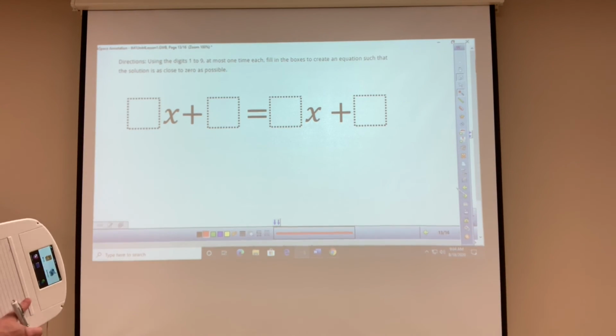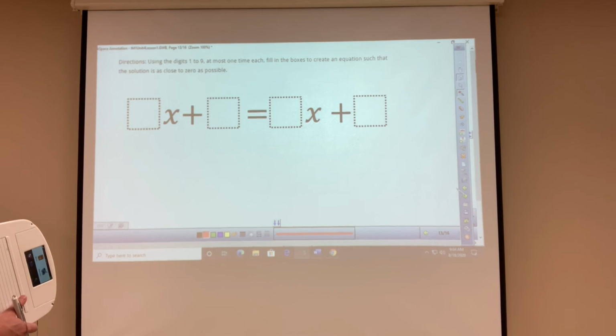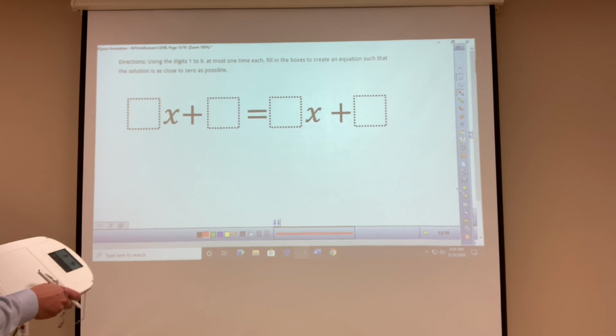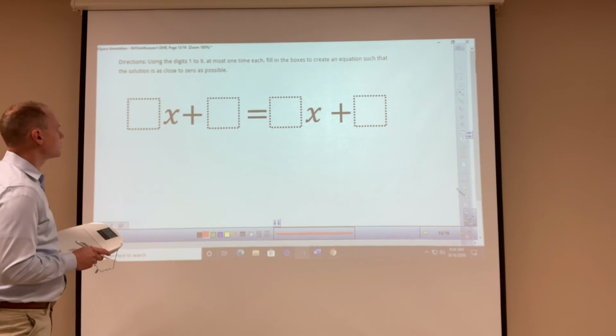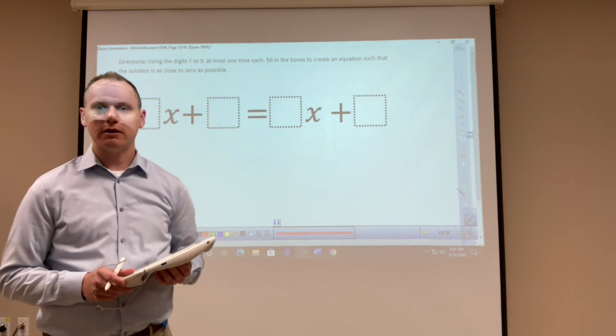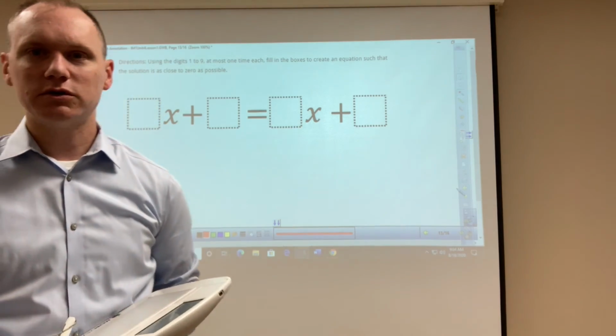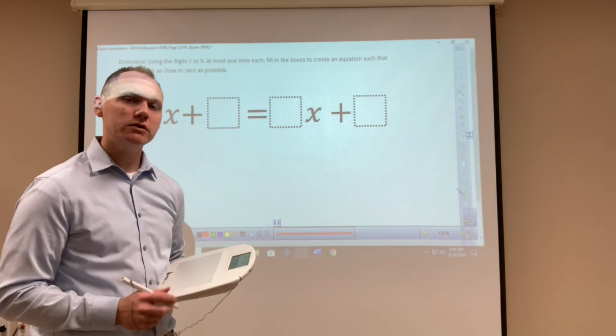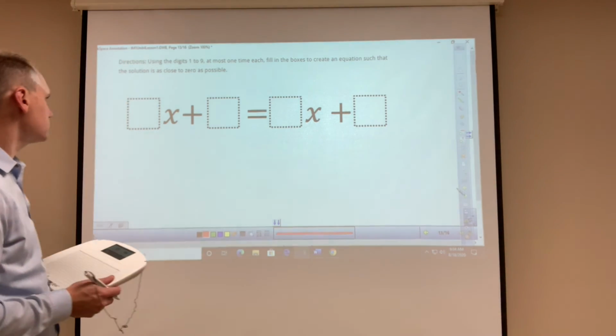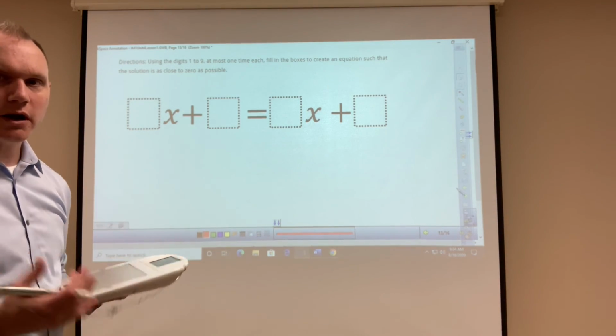Okay, last one here, using the digits 1 to 9 at most 1 time each. Fill in the boxes to create an equation such that the solution is as close to 0 as possible. So a really, really small positive number or a really, really small negative number. So take a second and try and see if you can come up with that.